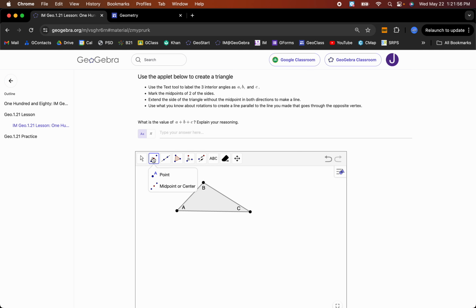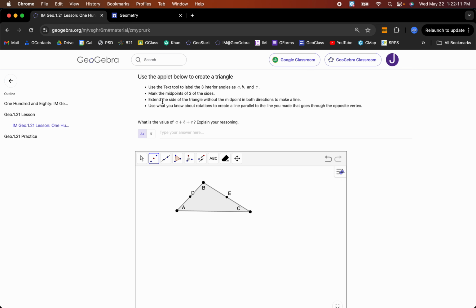Okay, so marking the midpoints, I'm going to use this midpoint or center tool. If I click on this edge, it will find the middle of that, and I can click on this edge and find the middle of that. Okay, so right in the middle of that line segment and right in the middle of that line segment.